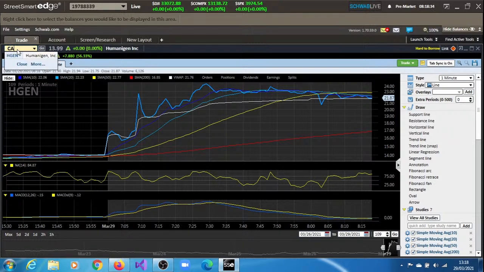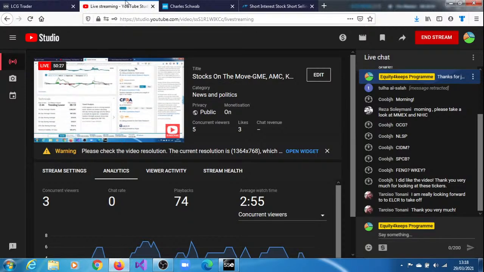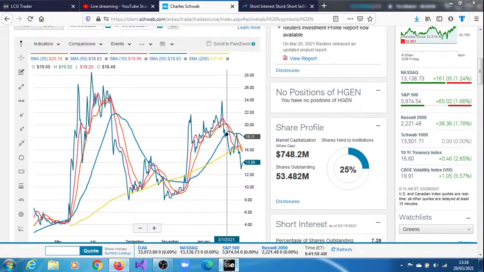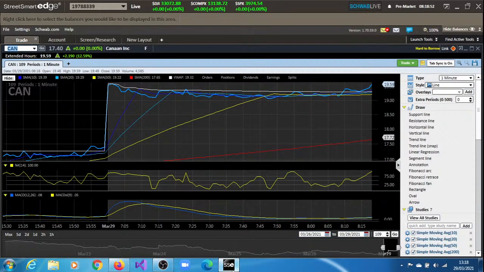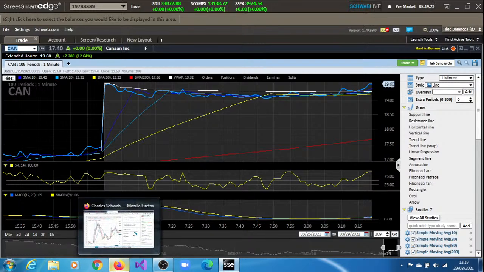So let's look at CAN. Canaan Inc. is up 12.59%. It moved sideways. It just gapped once the market opened and has continued to move sideways. Or rather, this gap may have occurred in the post-market session of the 26th. But in any case, since this pre-market session, it has just been moving sideways, but currently now extending slightly. So Canaan Inc. is up 12.64%.